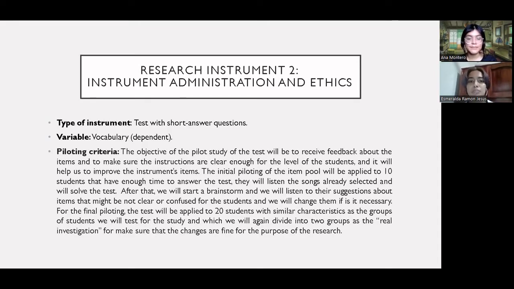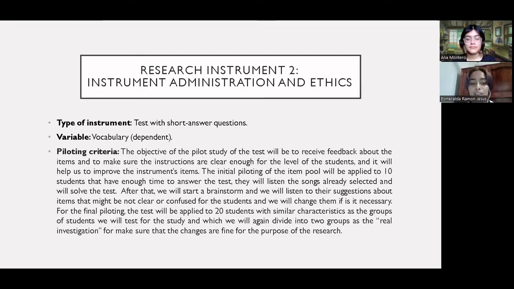Our second instrument is a test with short answer questions. The variable is the dependent one, the vocabulary. For the piloting criteria, the initial piloting of the item pool will be applied to 10 students that have enough time to answer the test. And we will listen to their suggestions about the items, and we will change the items if it's necessary.